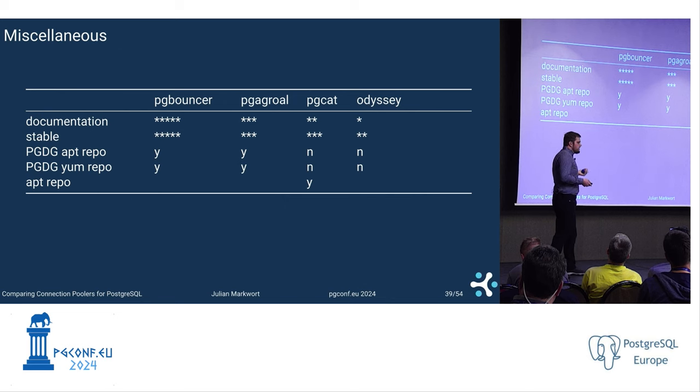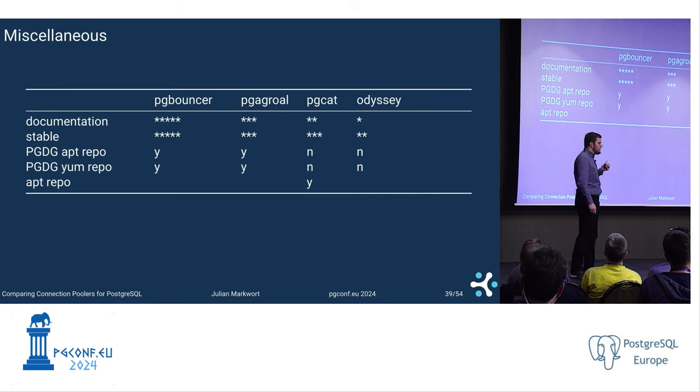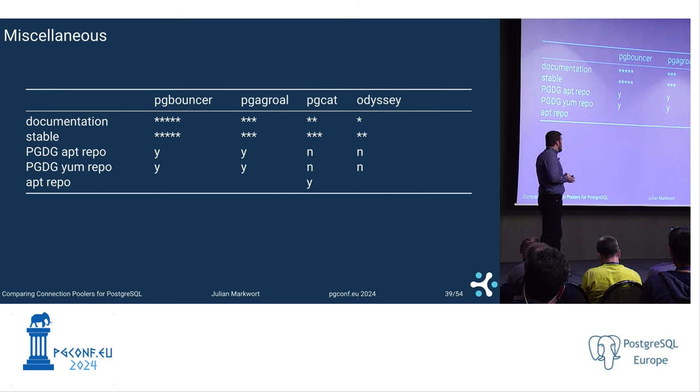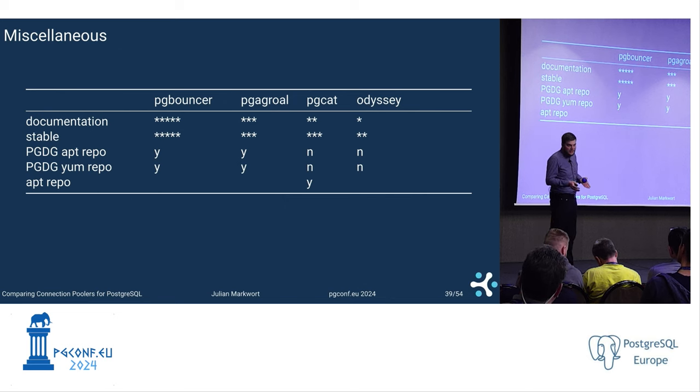The next thing is about stability. So pgbouncer has been around for a long time. It has a sort of dedicated maintenance crew around it. It's very, very robust. It has a proven track record, basically. You can also say that's a bad thing and that this stagnation is not leading to innovation.